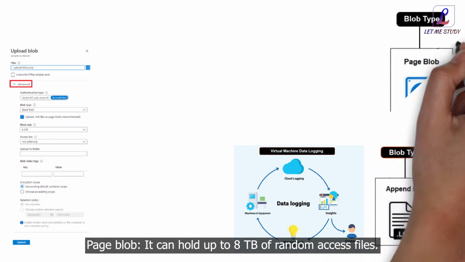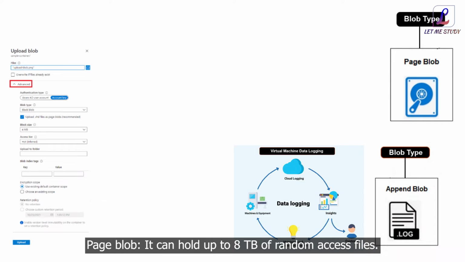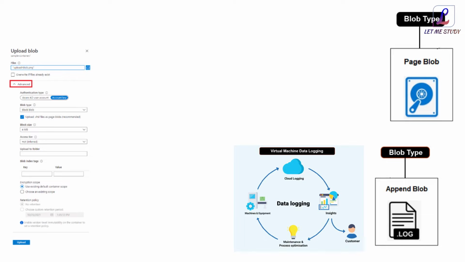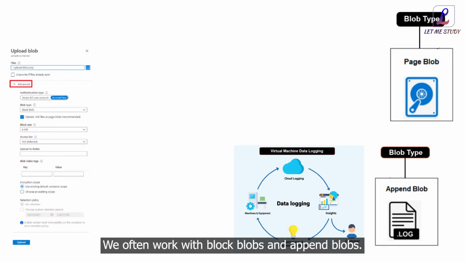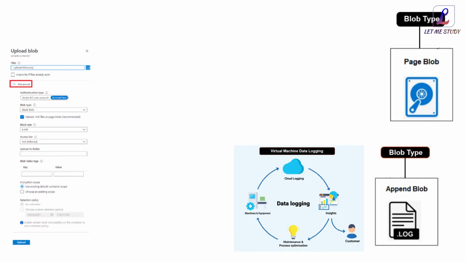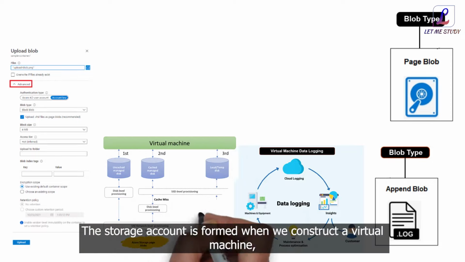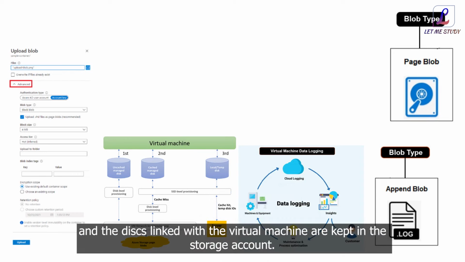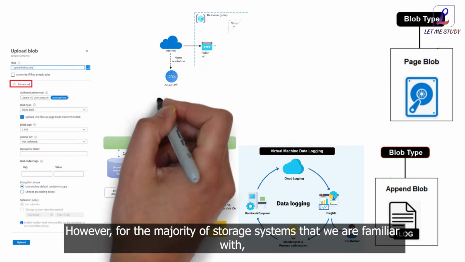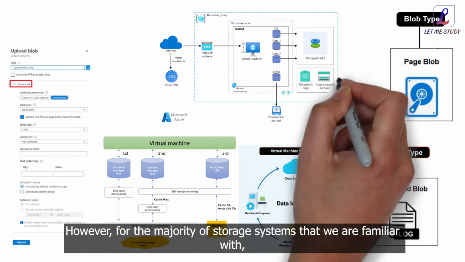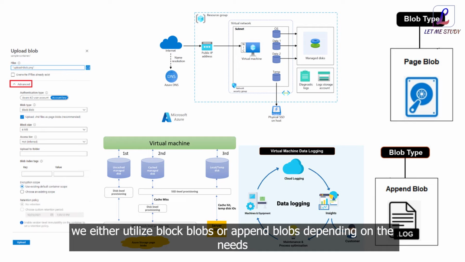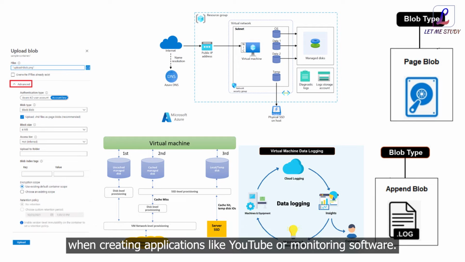Page blob. It can hold up to 8 TB of random access files. The VHD files that support VMs are kept as page blobs. We often work with block blobs and append blobs. By default, page blobs are produced when we construct a virtual machine, and the disks linked with the virtual machine are kept in the storage account. However, for the majority of storage systems that we are familiar with, we either utilize block blobs or append blobs depending on the needs when creating applications like YouTube or monitoring software.